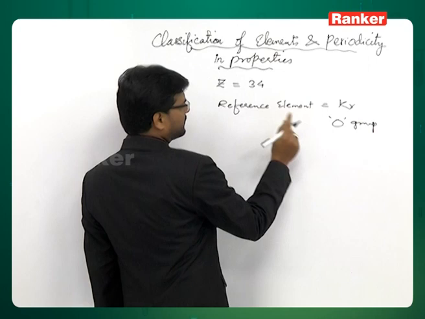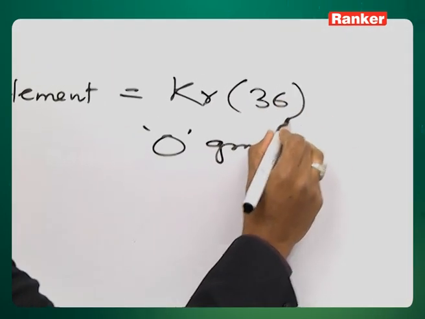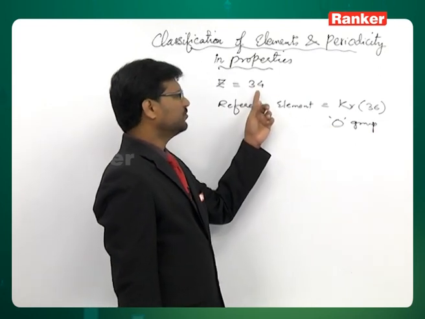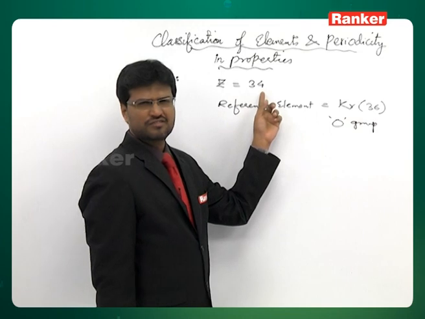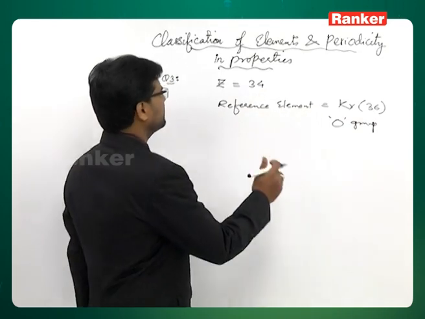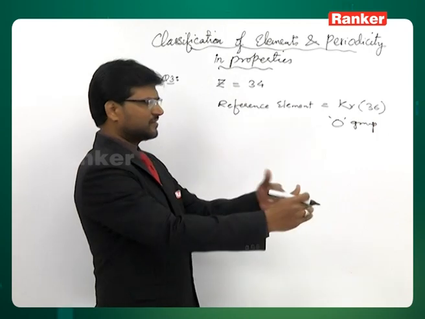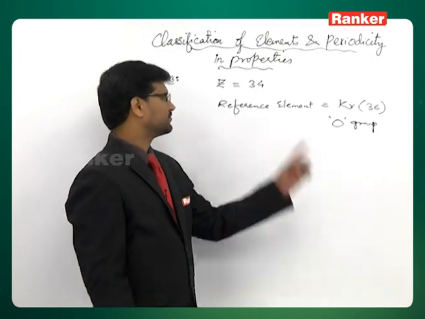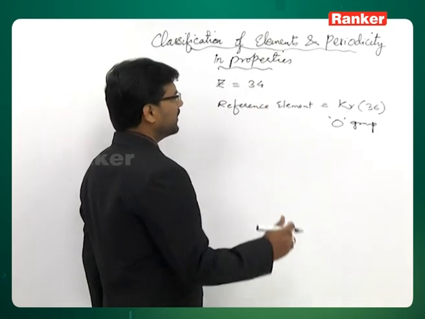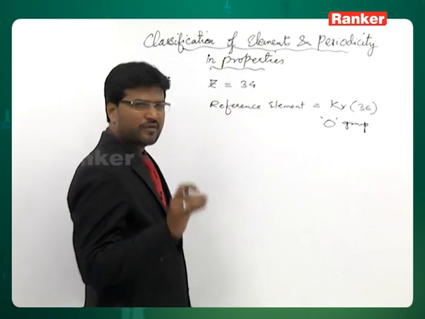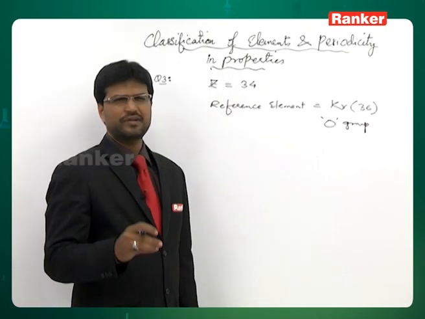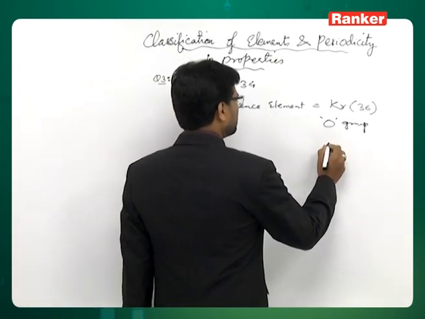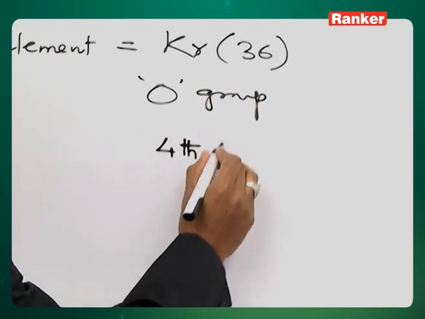So, the atomic number of krypton is 36, right. Krypton is a member of 0 group. This is 2 units short of krypton. So, just before krypton is 7A group, and before that you have 6th A group. So, this element belongs to 6th A group. And remember, helium is the member of first period, neon is the member of second period, argon is third period, krypton is fourth period. So, krypton is fourth period, 0 group.